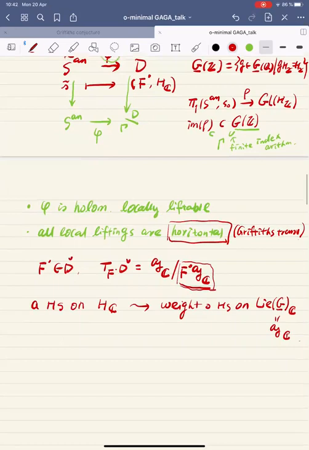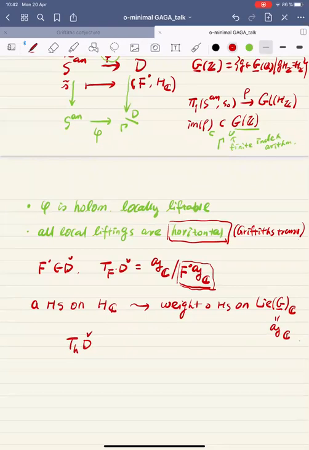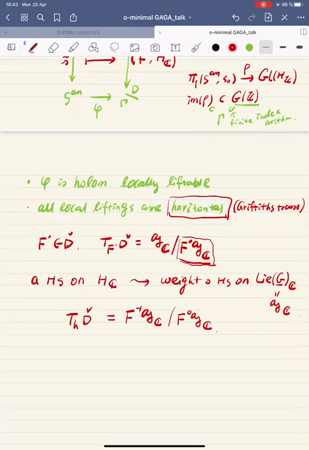And the horizontal tangent bundle. I mean, this is just the tangent space at the chosen point, and you can use the group action to translate this tangent space everywhere. And the horizontal tangent bundle is just the minus one piece of the Hodge structure, F minus one. So horizontal means that the differential of the map takes values in the horizontal tangent bundle.